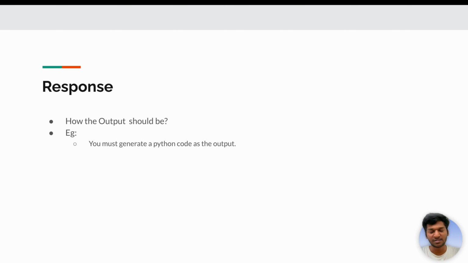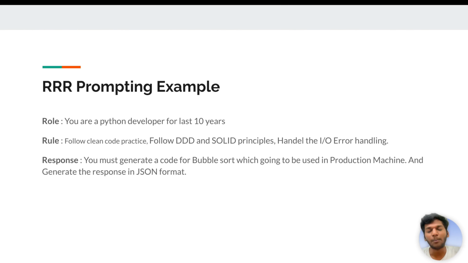Okay, at last we can see a complete example of RRR prompting. Here we have given a role: you are a Python developer for the last 10 years. Next the rule comes: follow the clean code practice, follow domain driven development and the SOLID principles, and handle the IO error handling. Everything is given. And the response: you must generate a code for bubble sort which is going to be used in a production machine, and generate a response in JSON format. This is the total RRR prompting example.